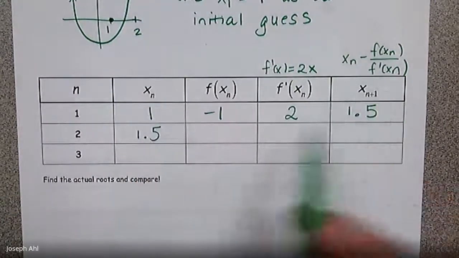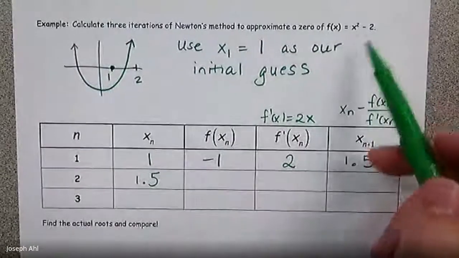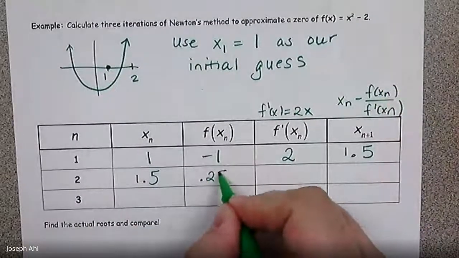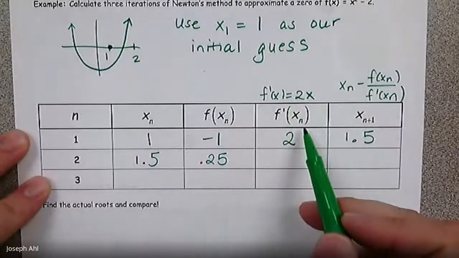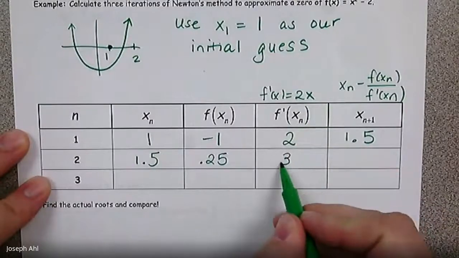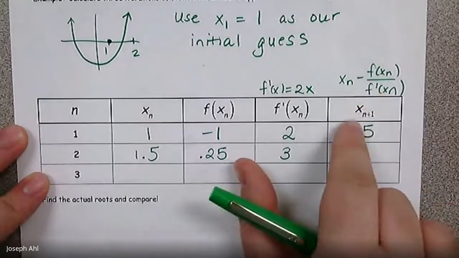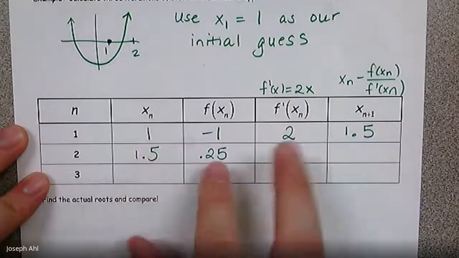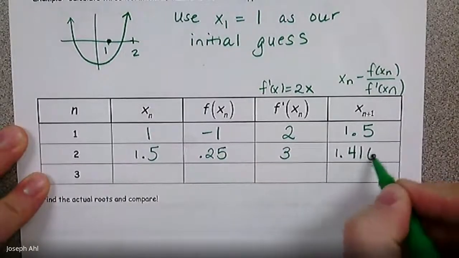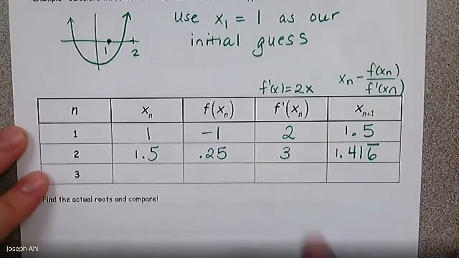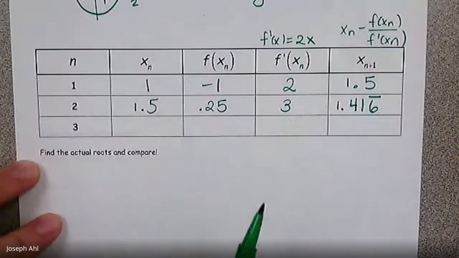Okay, take what you had in the last row and repeat the process. So what's f of 1.5? 1.5 squared minus 2 is a quarter, or 0.25. The derivative at 1.5, 2 times 1.5, is 3. And then if we do our calculation for x sub n plus 1, it would be 1.5 minus the ratio of these two, which turns out to be 1.416, repeating. And again, you can use the calculator, of course, to do some of this. We're going to be relying pretty heavily on the calculator in a minute.